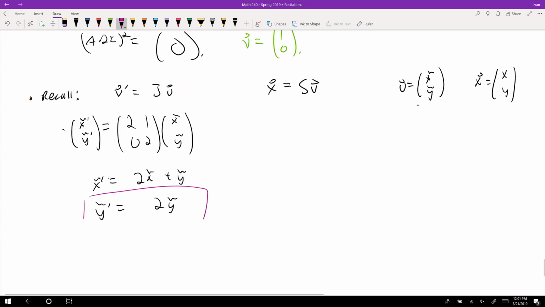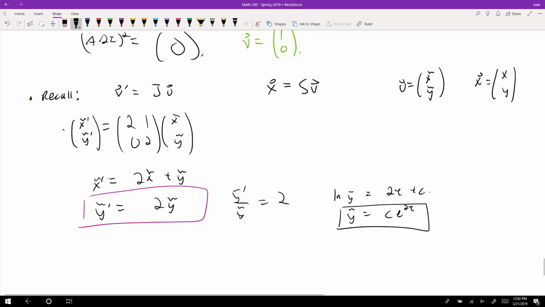We can solve this diff EQ. y tilde prime is equal to 2y tilde, right? It's separable. So if you divide both sides, you get y tilde prime over y tilde is equal to 2. And then if you integrate both sides, you get ln of y tilde is equal to 2t plus some constant c, and then y tilde is equal to some constant times e to the 2t, right?